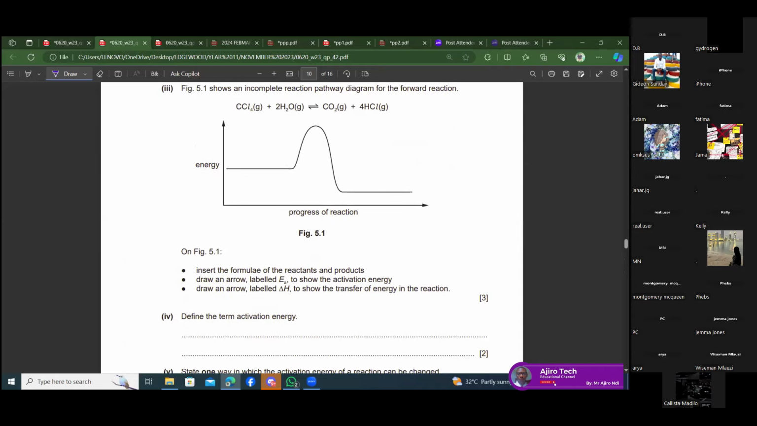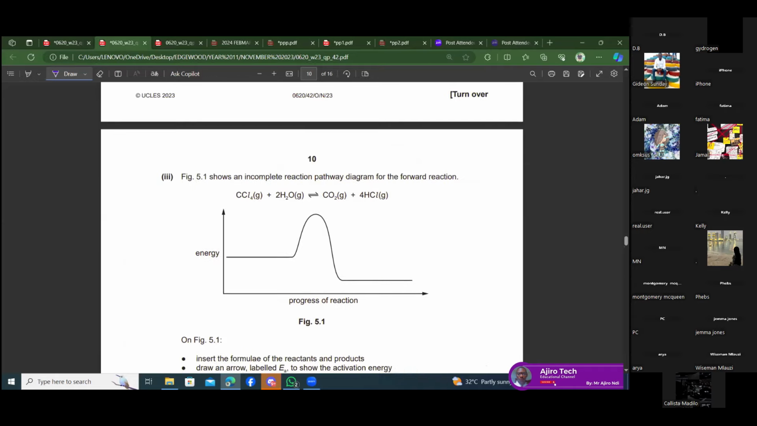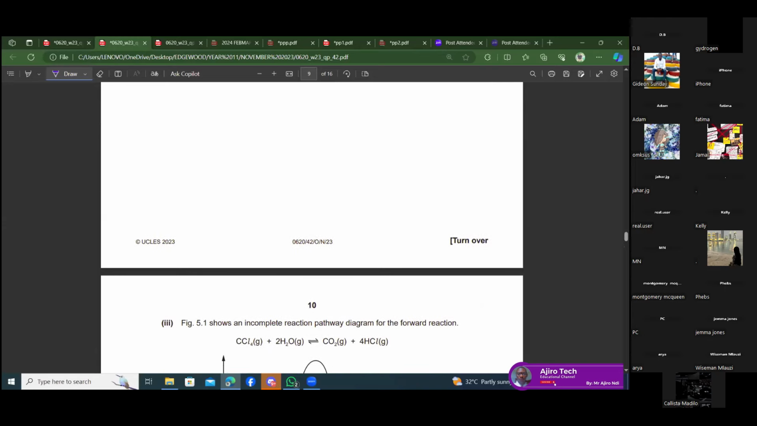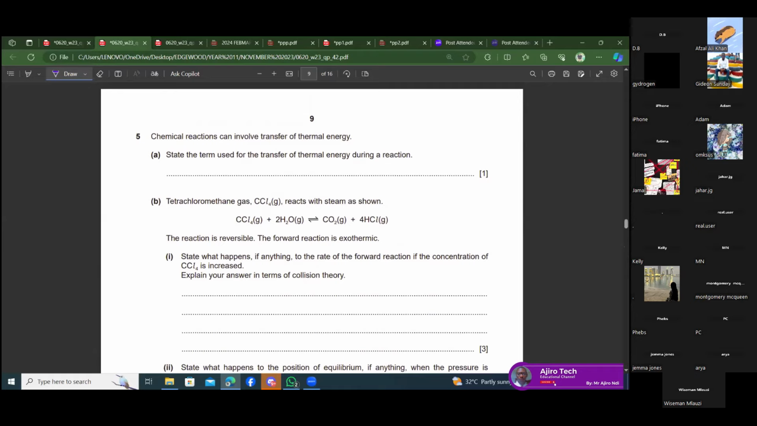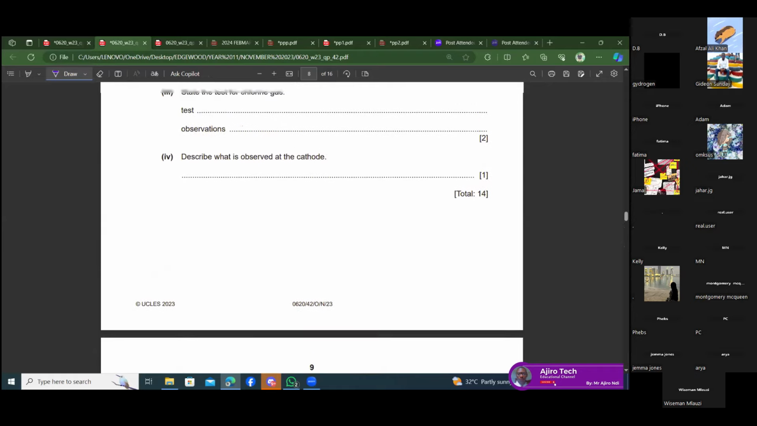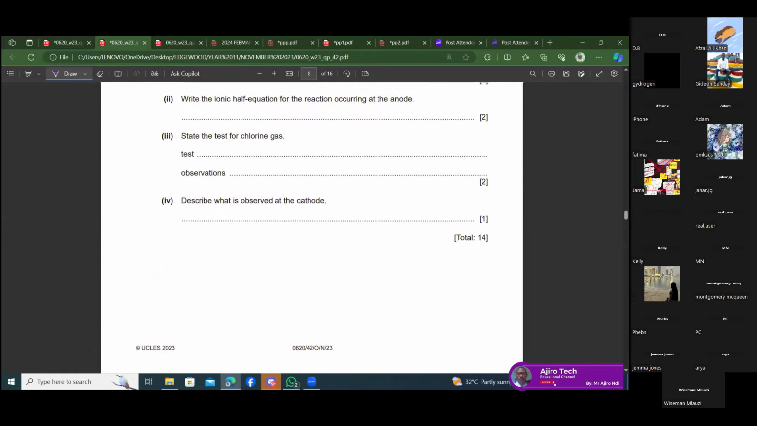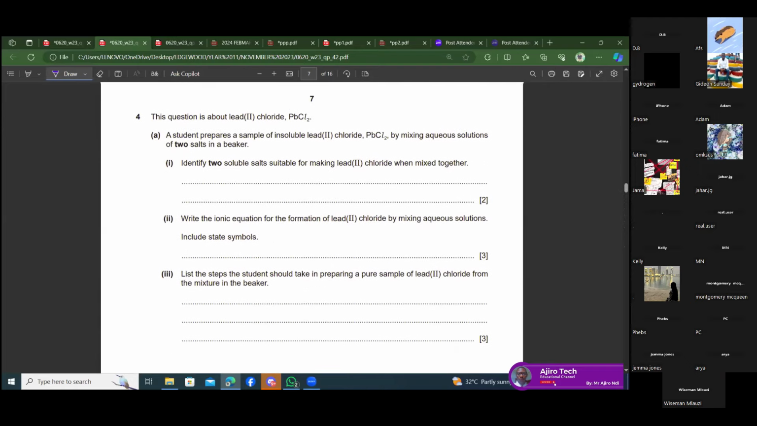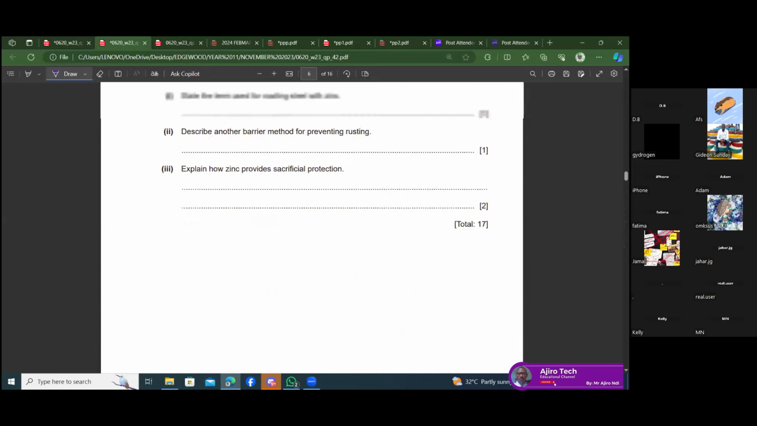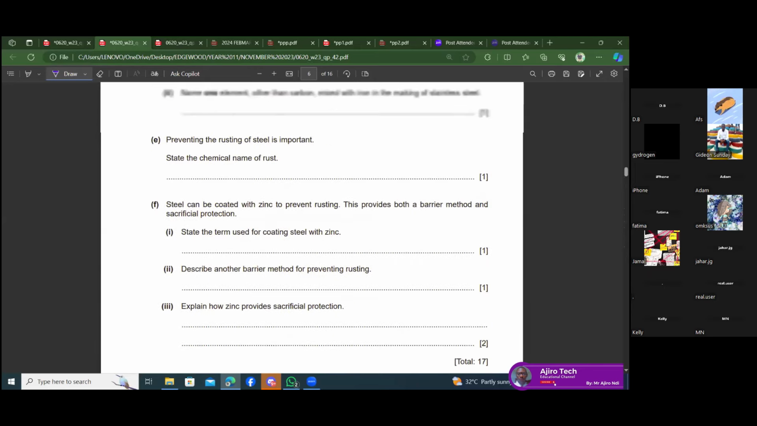You should be able to draw energy profile diagrams, labeling the activation energy and the enthalpy. Extraction of iron and aluminium, read it thoroughly, and why you add cryolite, why you use coke, why you use calcium carbonate. Review all of this because you could have questions on them. I already said you should be able to prepare insoluble salts, so expect questions from that angle.